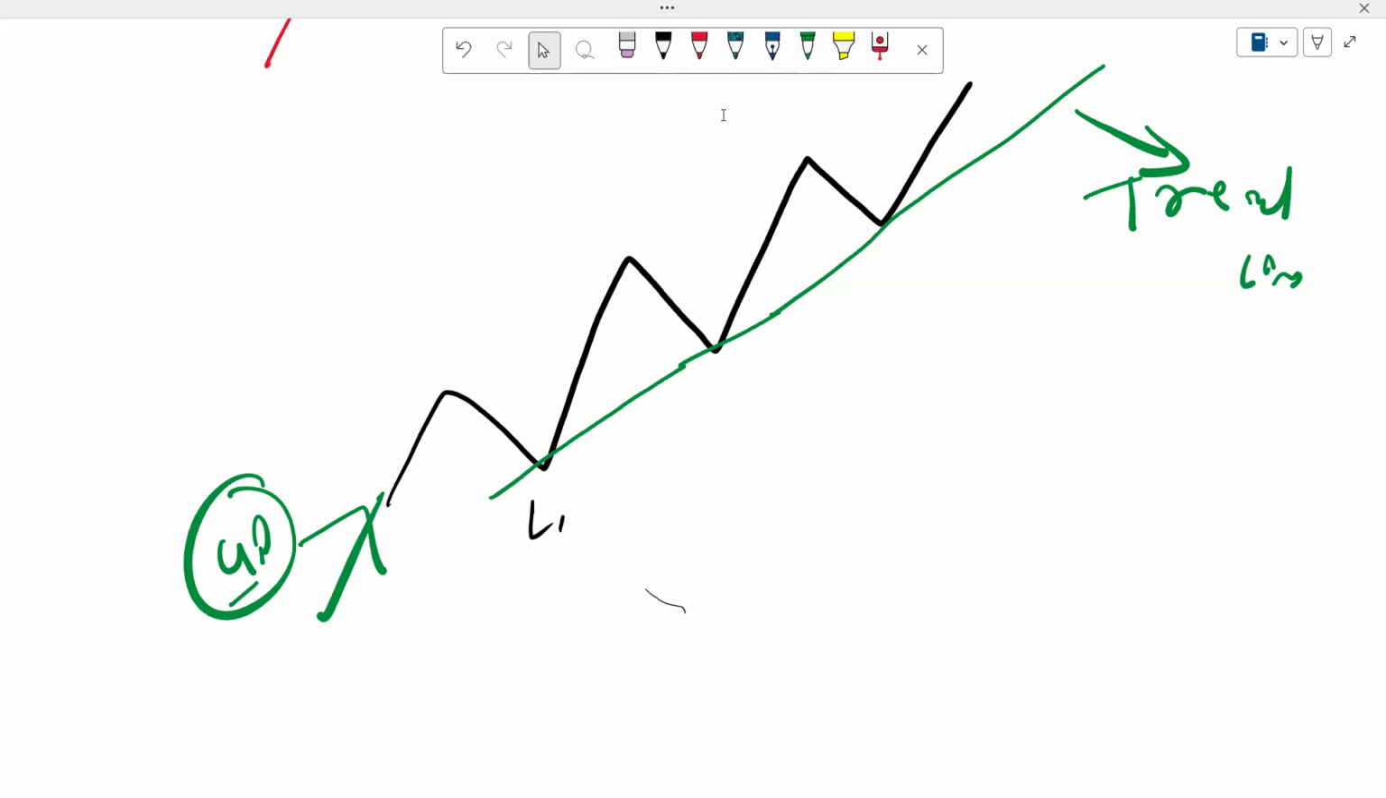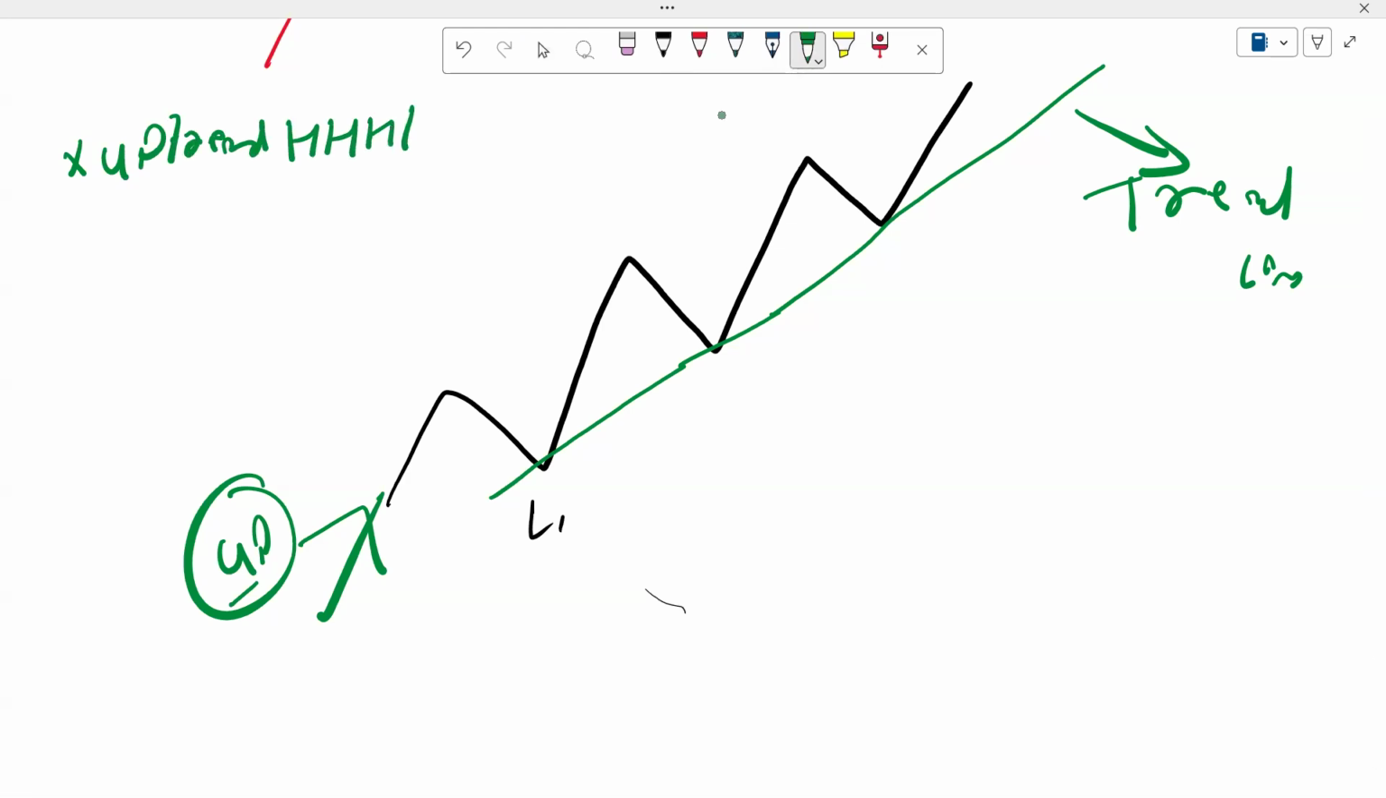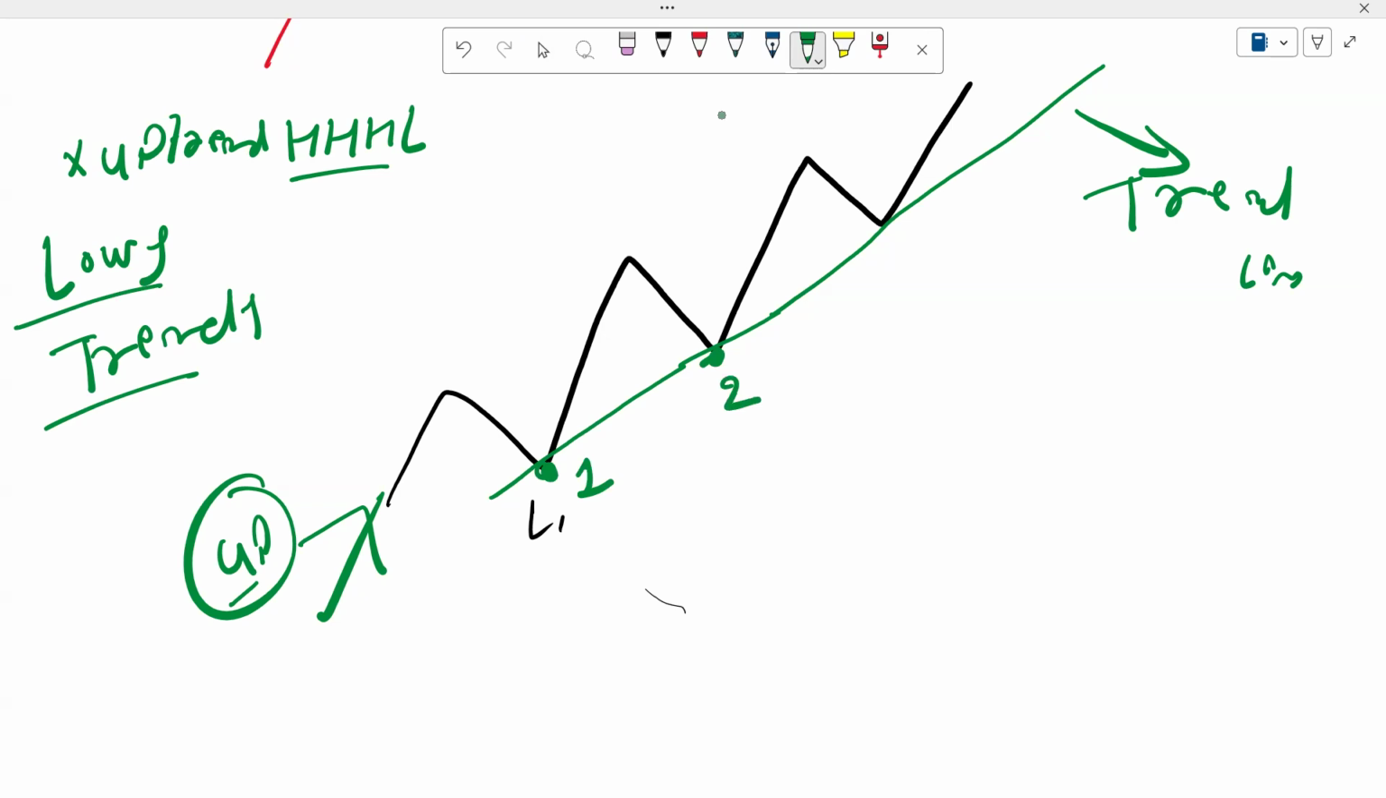So just remember, in an uptrend or higher highs and higher lows, join the lows and make a trend line. Join the lows. At least you have to join two. You just need two touch points. You join these two lows and extend your trend line in this direction. Okay, at least two touch points are required.